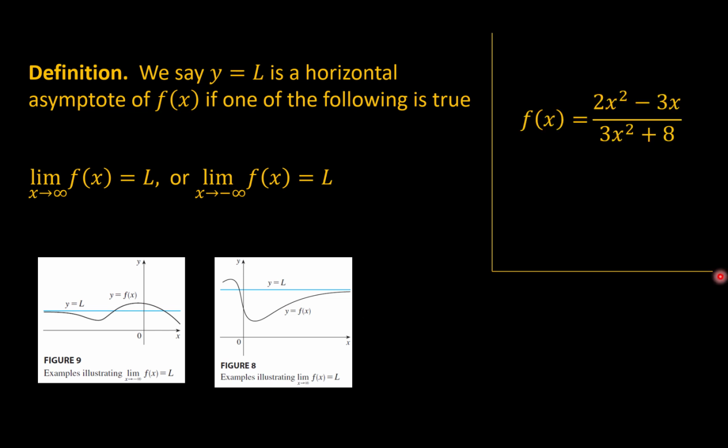Let's look at the example that we did. Again, we showed that this limit is equal to 2/3 as x goes to infinity. Remember, we look at the leading terms, the highest degree terms, and look at the coefficients, and that's 2/3. So because of that, we say y equals 2/3 is the horizontal asymptote. And if x goes to minus infinity, the same limit is true. So this is the only horizontal asymptote.